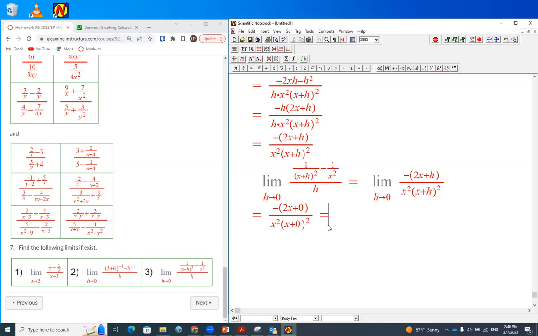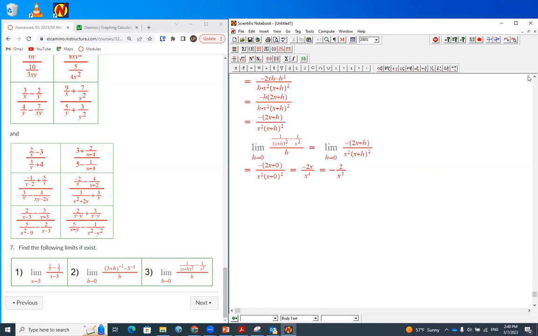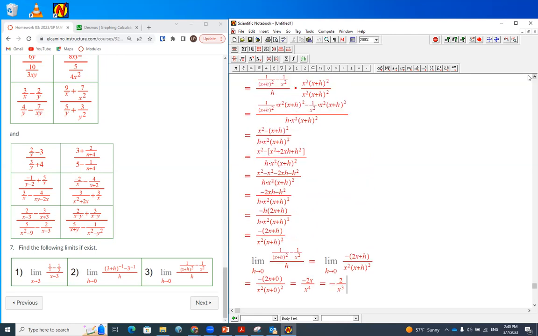So in the end, in the numerator we have negative 2x, and in the denominator we have x raised to the power of 4. Reduce the x, and we have negative 2 over x raised to the power 3. Okay, so that was the second question on the quiz.